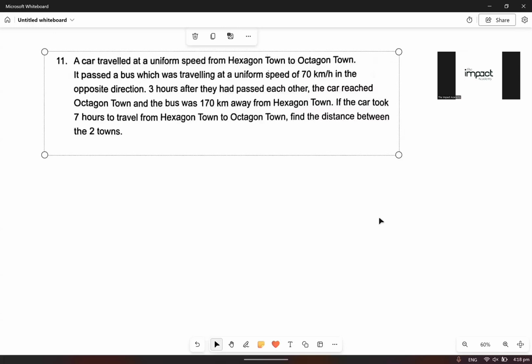Okay, so guys, let's talk about question number 11, shall we? For question number 11, what concept is that? This is a speed concept. Am I making sense? Okay, this is a speed concept. So we talk about this together.